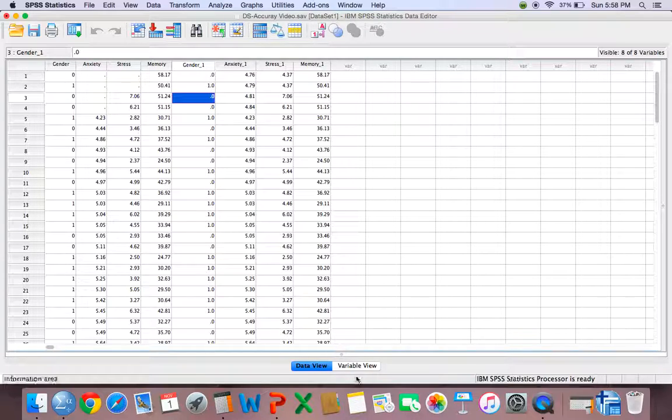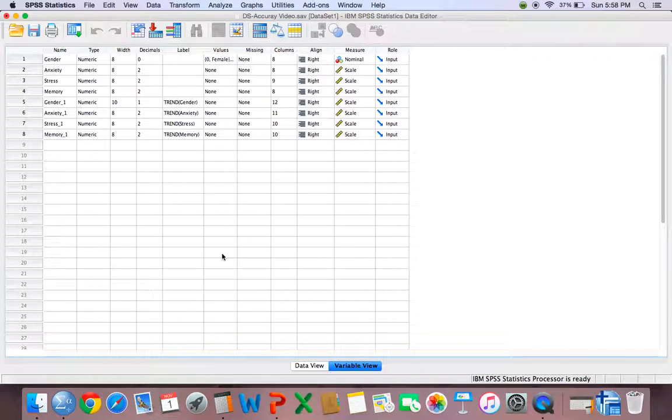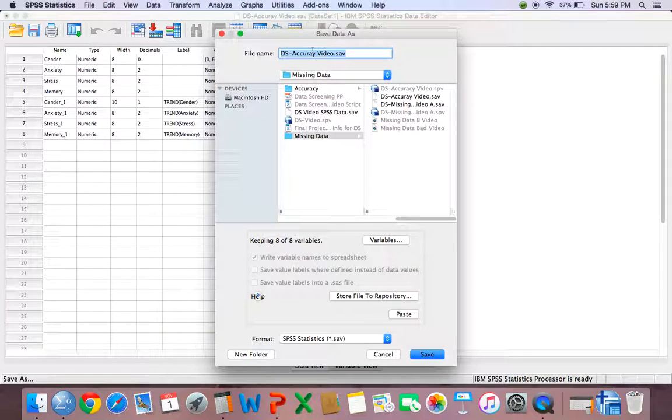So what happened was it created new variables with the missing values replaced. So now what I can do is delete all the variables that I had before, and that will give me a data set of only the variables where I have replaced their missing data. But before I delete anything, I am going to save this as a new data set, just in case I mess up on anything, so I have the original data set to go back to.